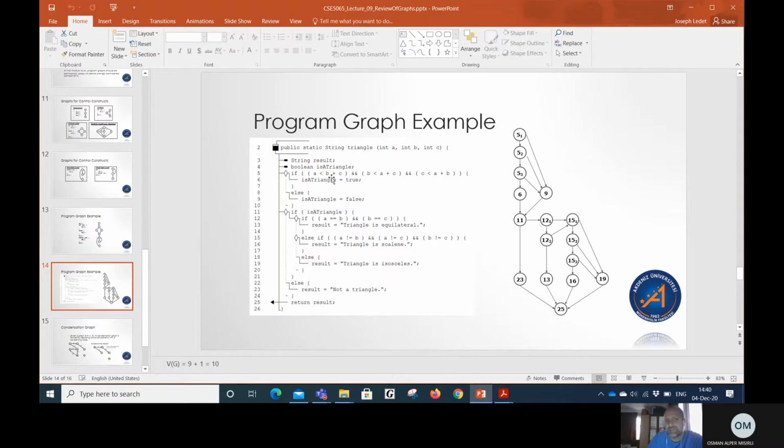So we want to make sure we have a test case where the first condition is false. But we also want a test case that sees this edge, and the only way we see this edge is if this condition is true and this condition is false. And then we also want a test case that sees this edge, which means this condition is true, this condition is true, and this condition is false. And then finally, we want this one as well, which would be all three conditions are true.